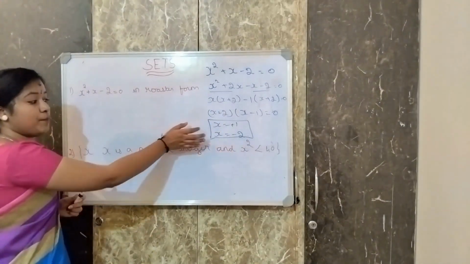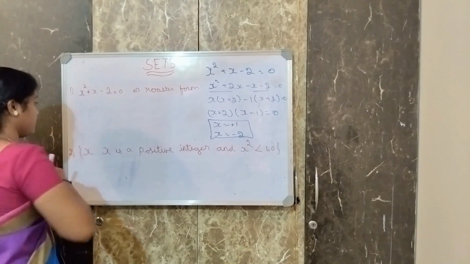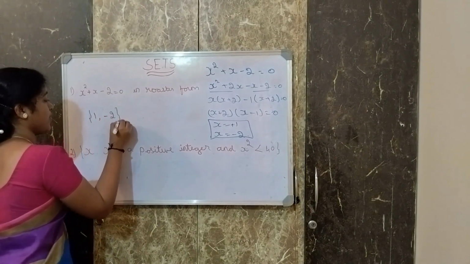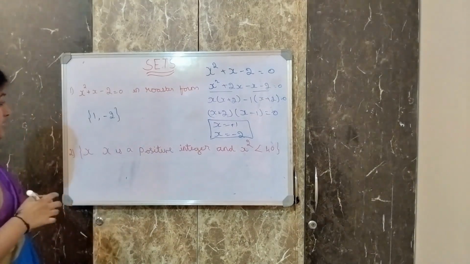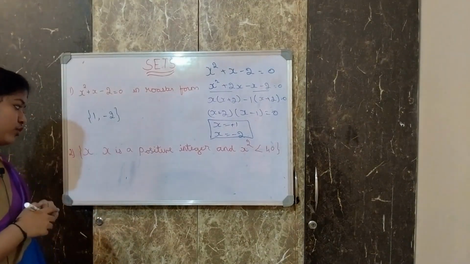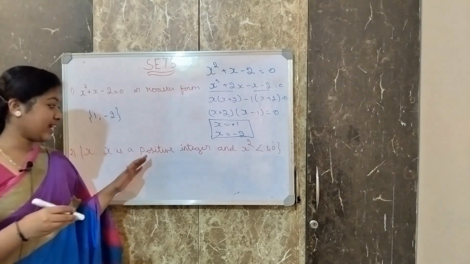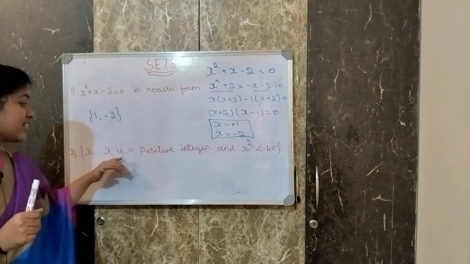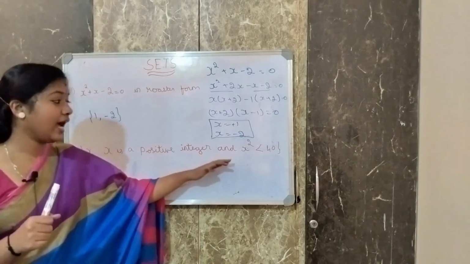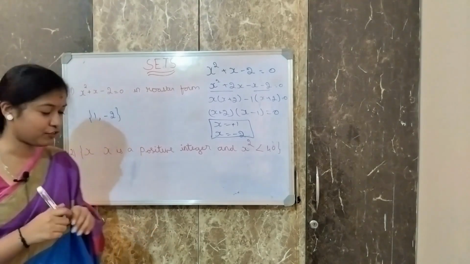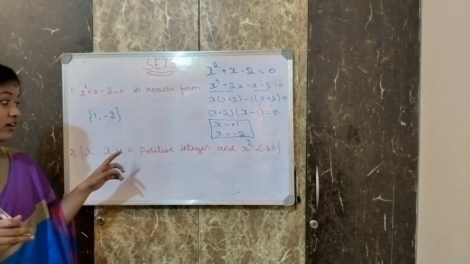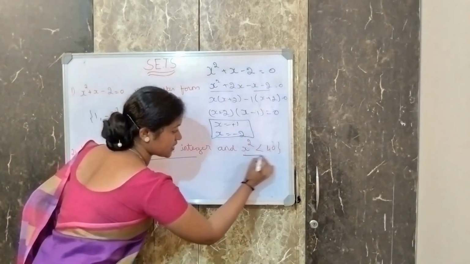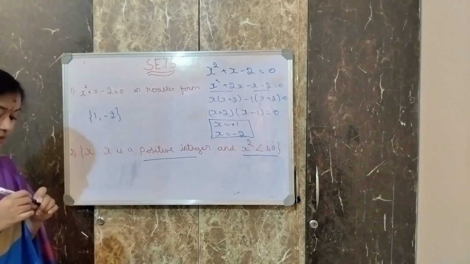Now we have to represent this in the roster form. We can write it as 1 comma minus 2. So we have represented the solution of this given equation in roster form. In the second example, it is given the set of all x such that x is a positive integer and x square is strictly less than 40. Here we have to note two things: one is positive integer, another one is x square strictly less than 40.